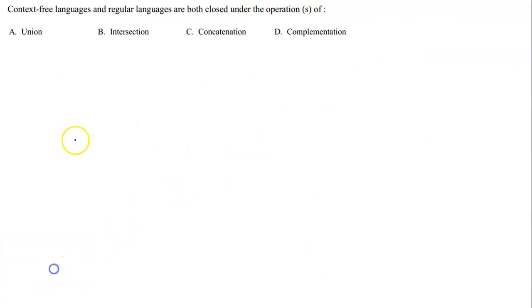Now let's see the closure property of CFL. CFLs are closed under the union operation, and very easily we can prove it, because let's assume L1 and L2 are CFLs.